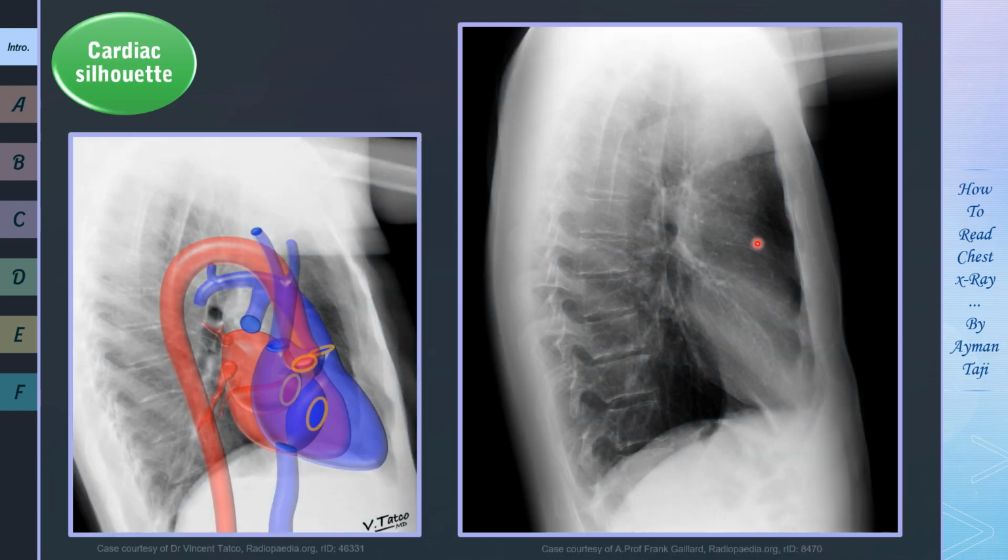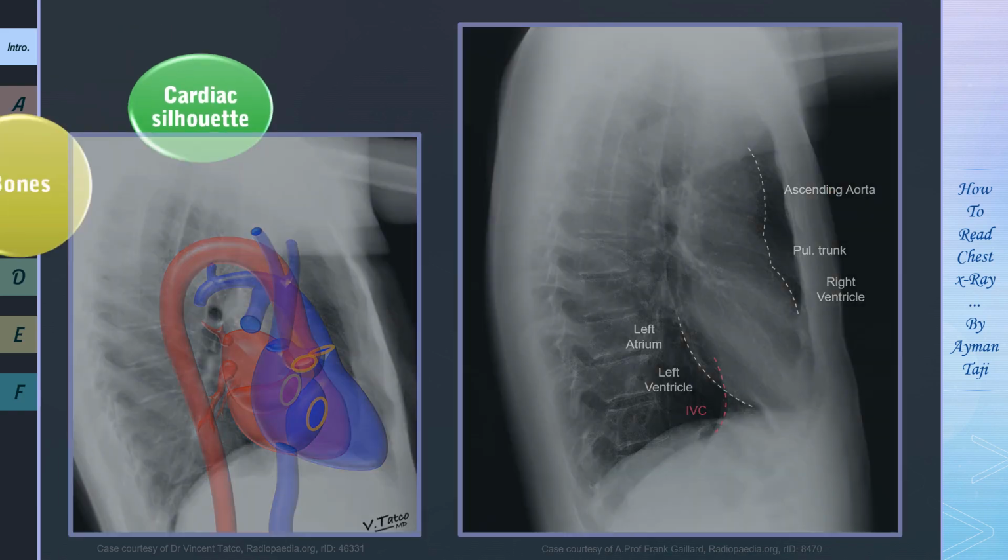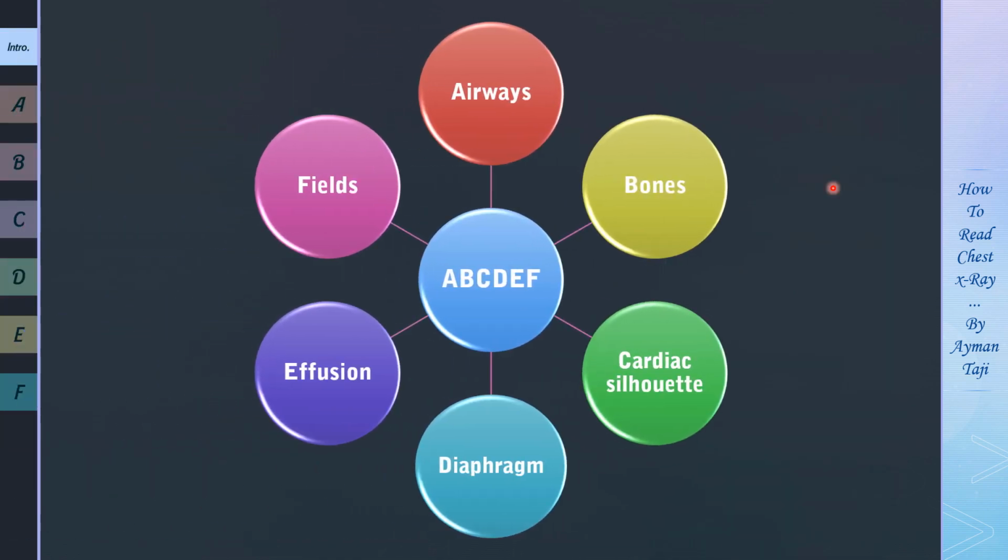While on a lateral view, the cardiac silhouette can be divided into an anterior and posterior border. The anterior border is formed mainly by the right ventricle beside the pulmonary trunk and the ascending aorta, while the posterior border is formed by the left atrium superiorly and left ventricle inferiorly, and the inferior vena cava. So simply, right heart anteriorly and left heart posteriorly. And now moving on to D for the diaphragm.